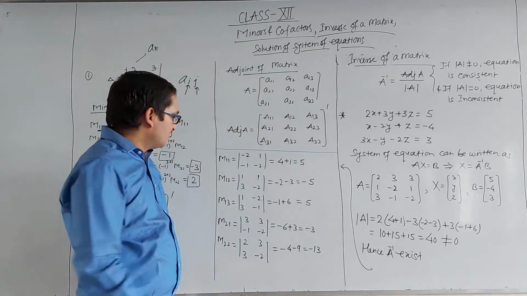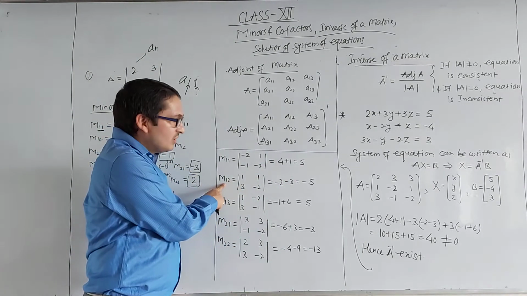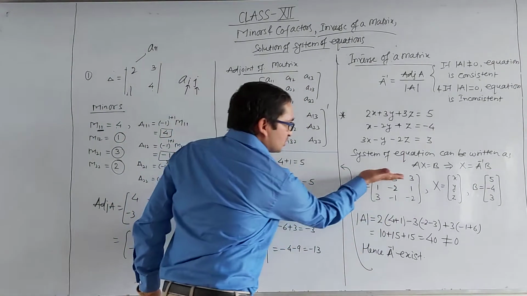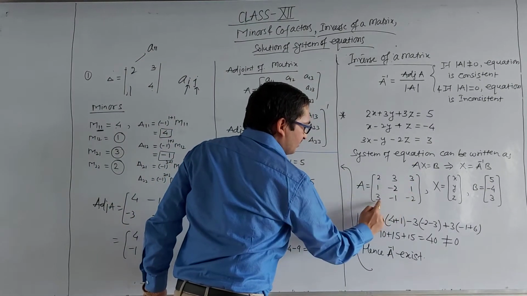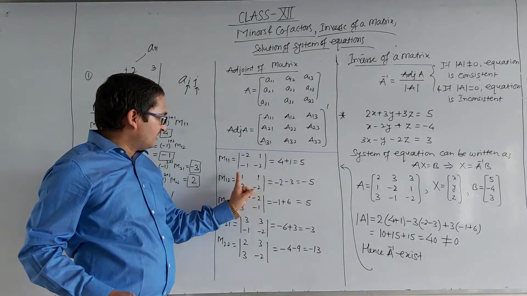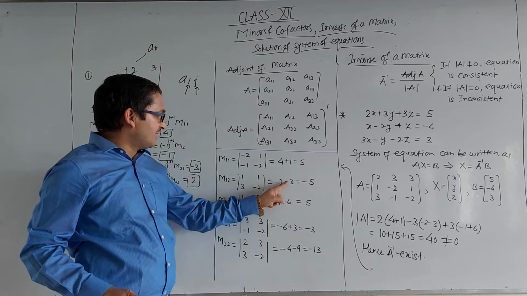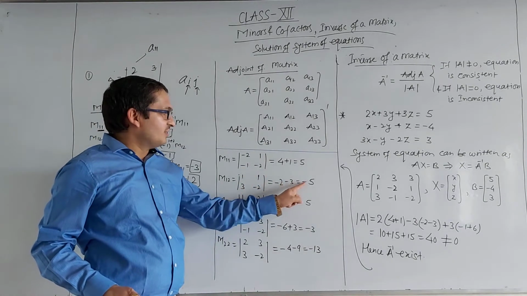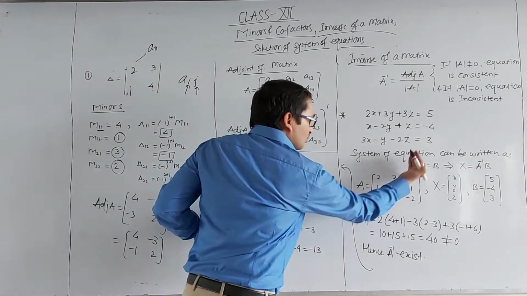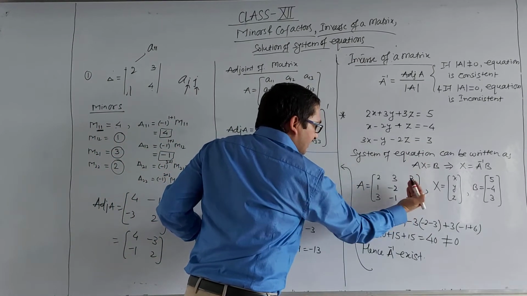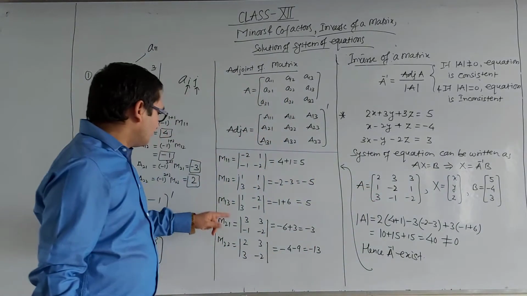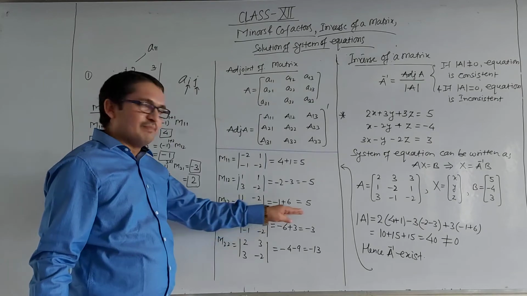Simplify it, you will get 4. Similarly, M12 means first row, second column. So 1, 1, 3, minus 2. Simplify: minus 2 into 1 minus 2, minus 3 into 1, minus 3, minus 5. Similarly, M13 means first row, third column element. So you will get 1, minus 2, 3, minus 1. Simplify, you get 5.